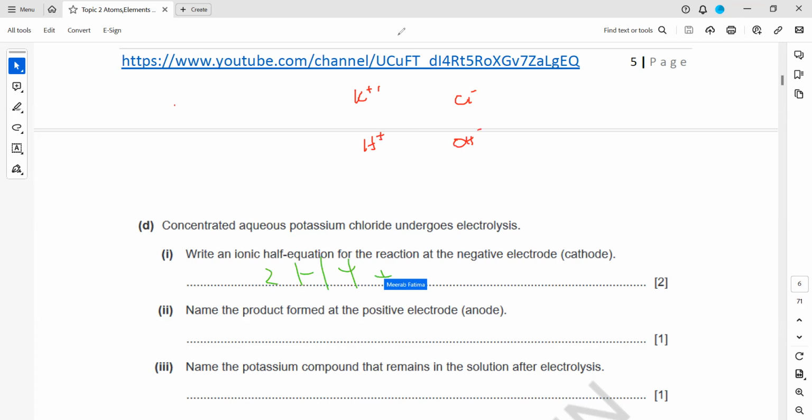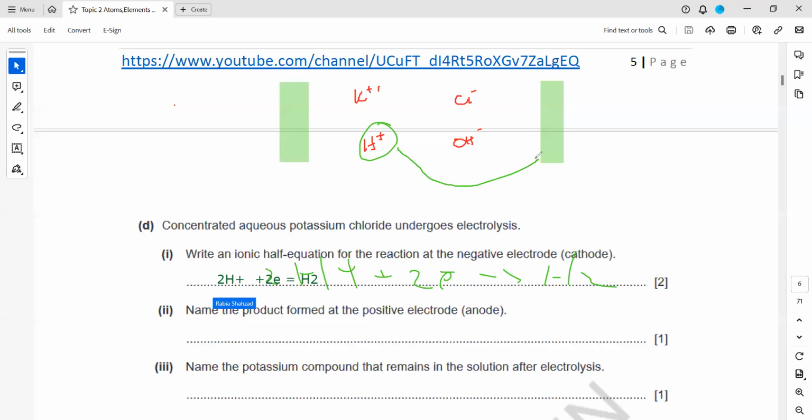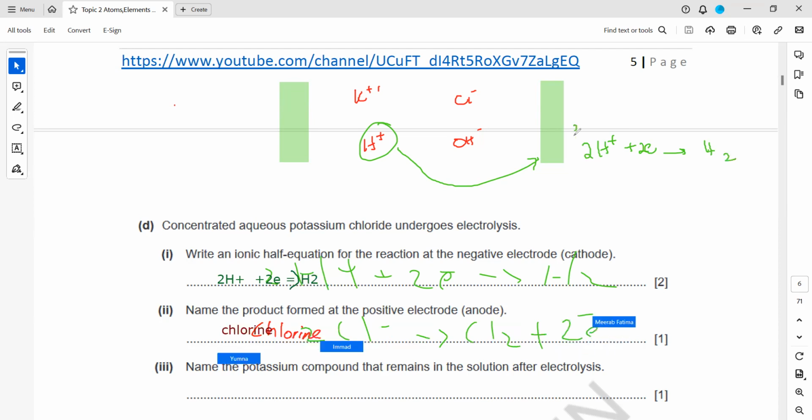For the positive ion, we always check the reactivity, which is less reactive here. Hydrogen is less reactive. So hydrogen will move towards the cathode, the negative terminal. When the hydrogen ion moves there, it will gain an electron and form a hydrogen atom. But because hydrogen is a non-metal, when 2 hydrogen ions gain 2 electrons they form hydrogen gas. So there will be bubbles. For the negative ion, we check. Here they ask to name the product, so we are not supposed to write the equation. We just have to write chlorine here.